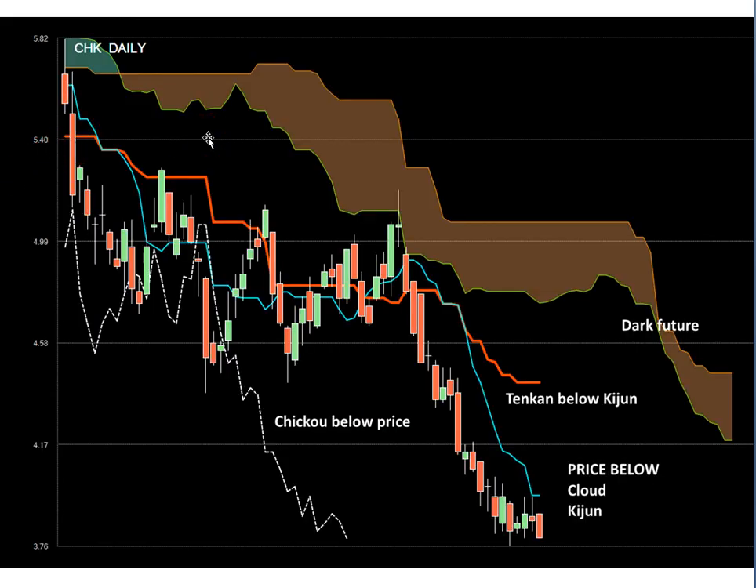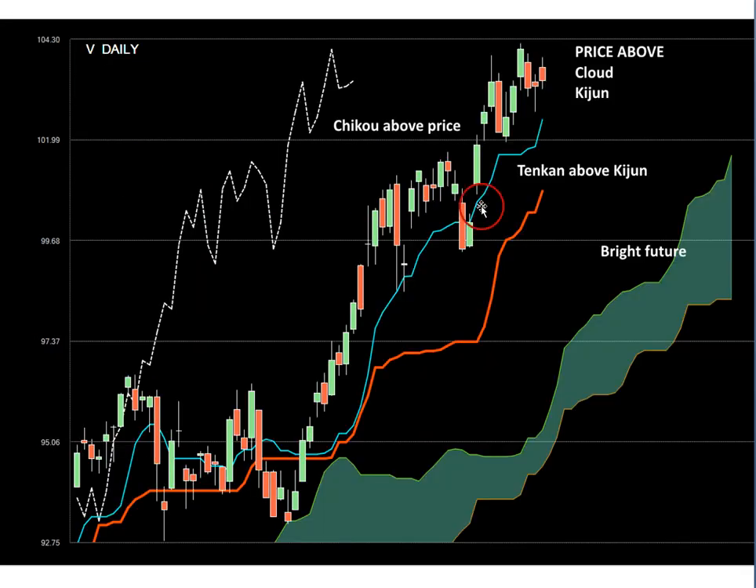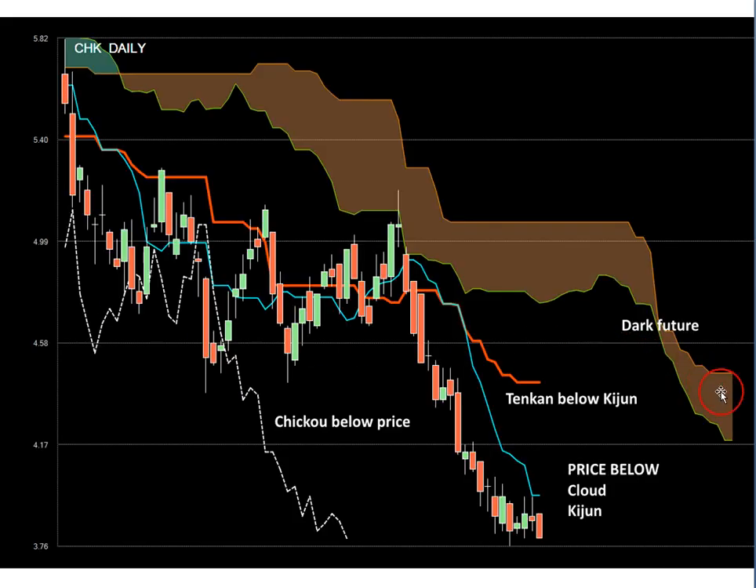Now the bearish condition rules are the opposite. You want price below the cloud and below the Kijun. You want the Tenkan below the Kijun. You want the Chiku span below price, which you can see here, and you want a dark future. I don't think I mentioned the future on the bullish chart, but you want a bright future. That's the other requirement. On a bullish chart, that means that if you look to the far right, the cloud will be green, and for a bearish condition, if you look to the far right, the cloud will be brown, and that means it has a dark future. So these are all the conditions for a bearish chart, a bearish condition.